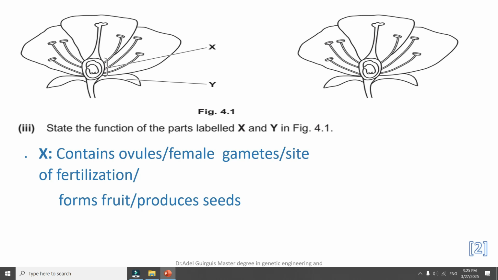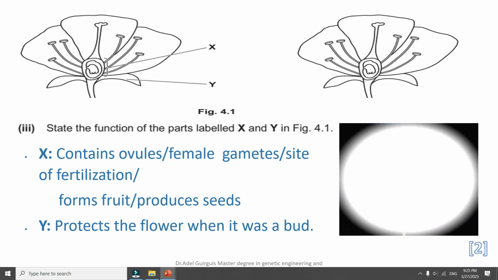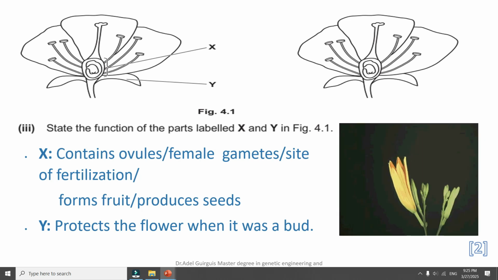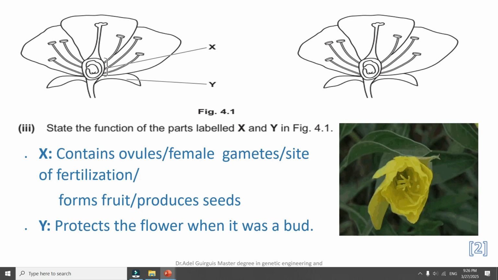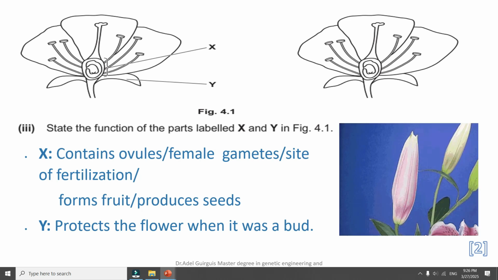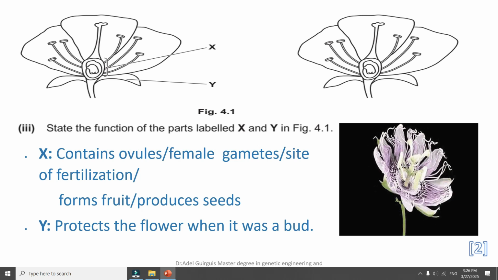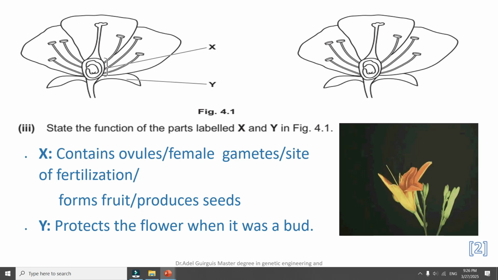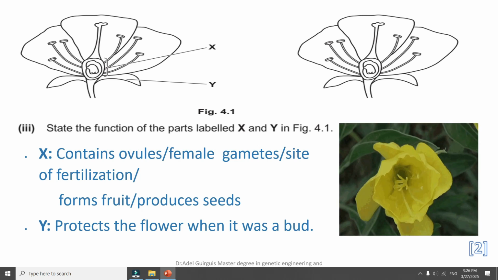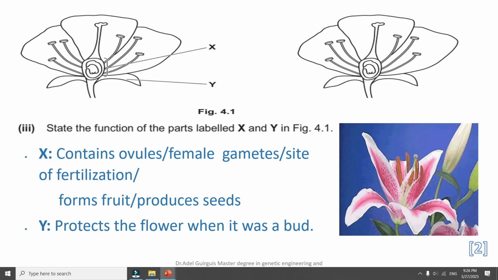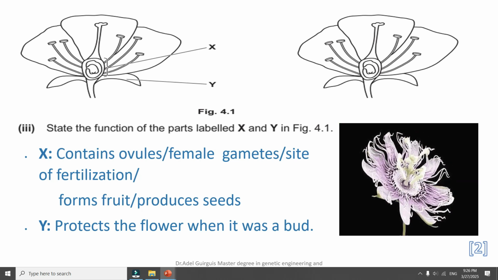What about Y? Y is the green part, often green, which protects the flower when it was a bud. Before blooming of the flower, something green in color covers or surrounds the flower. This part protects the flower when it was a bud.